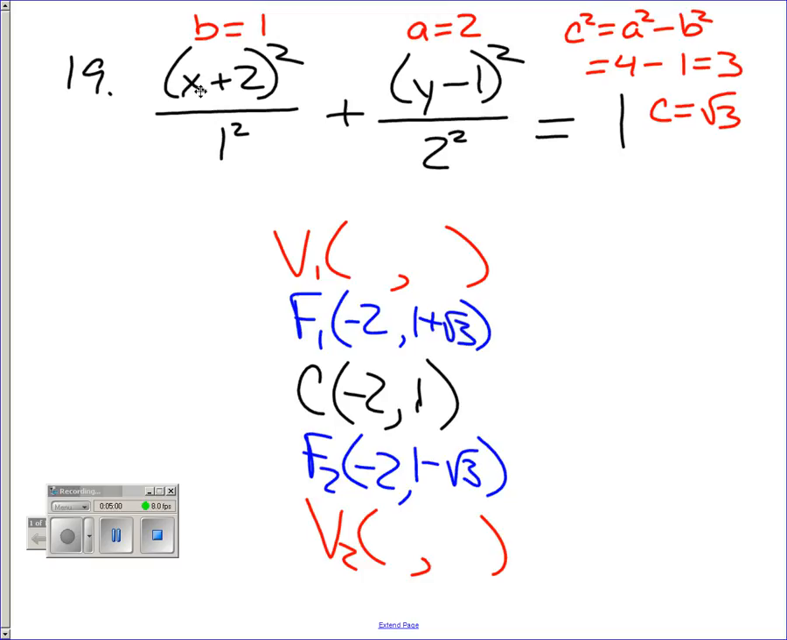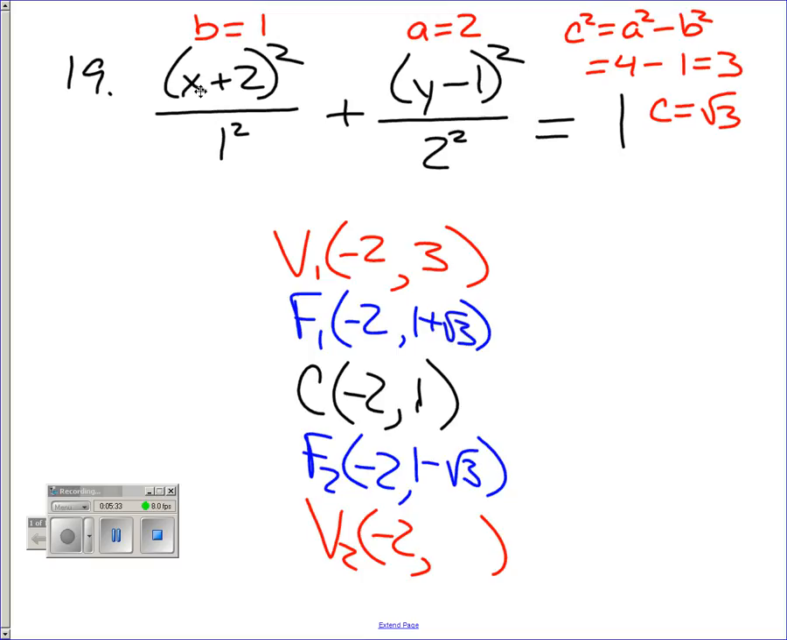Now, how far are we going from the center? We're going that length A, right? So, again, -2 here, -2 here. All of the x's for all 5 of these points are going to be the same. It's vertical. Now from the center at y equals 1, we're going up 2. So this y coordinate here is 1 plus 2, which is 3.